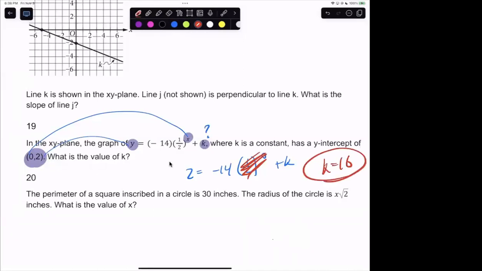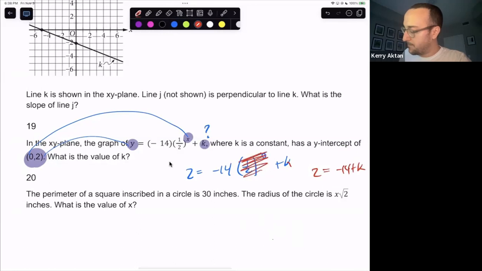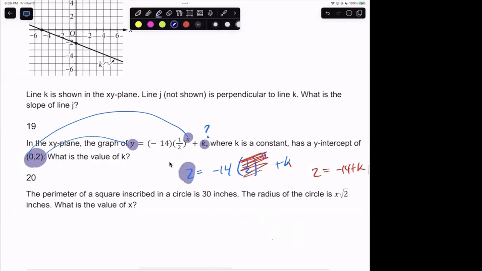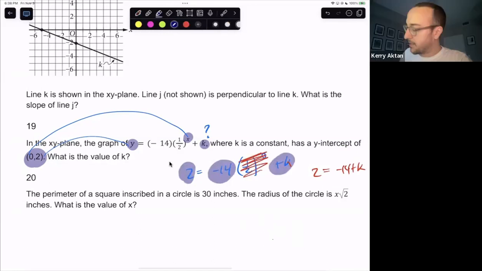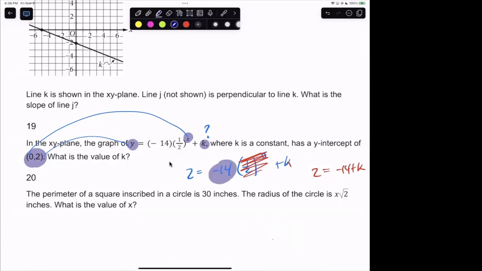Wait, so there would be 2 equals 7 plus k? No, because this just goes to 1, so it's 2 equals negative 14 plus k. How do you get that negative 14 to the other side? You got it. 16. Okay, got it.